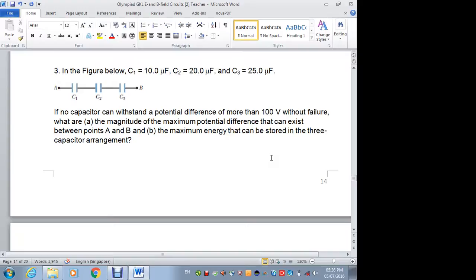Okay, between point A and B, what is the maximum PD that can be applied? But if you have 3 capacitors in series, then the Q will always be the same. Remember, the Q will always be the same for C1, C2, C3 connected in series.